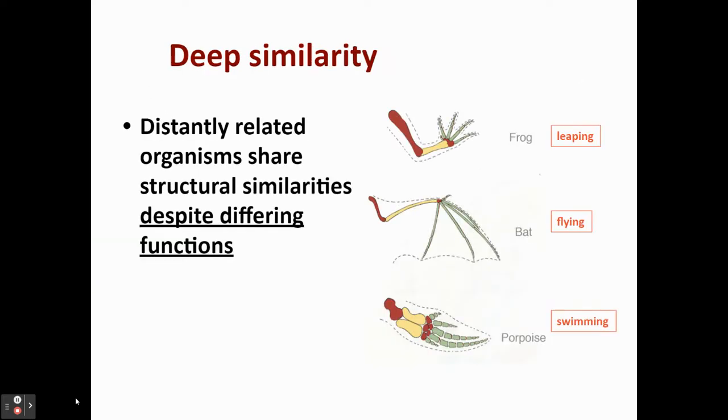Also, what we call deep similarity is where distantly related organisms share structural similarities despite their differing functions. What you are looking at here is the one bone, the humerus, the two bones, the radius and ulna, the many bones, the carpals of the wrist, and then the metacarpals and the phalanges. So one bone, two bones, many bones, digits.